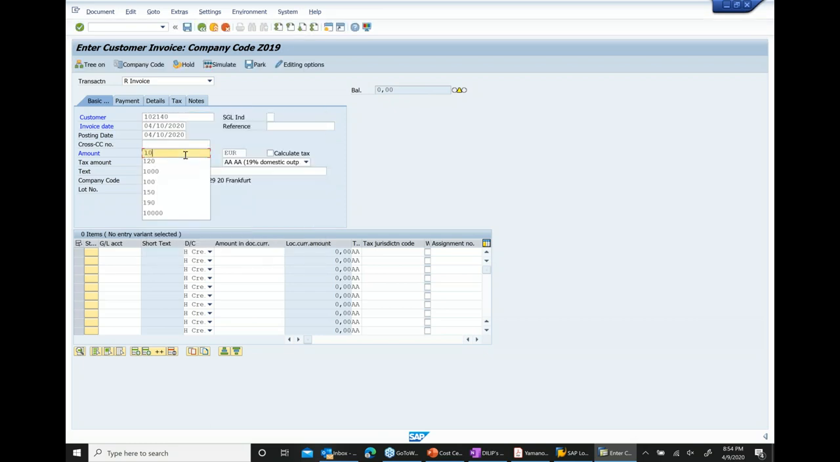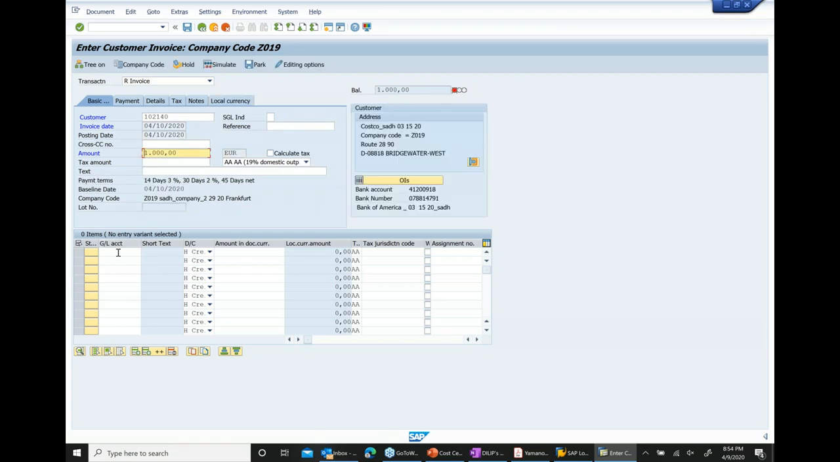I put a date. I put an amount. Which account is being posted? What is credit? You got a green light. You can save it. What we did? We posted a simple customer invoice. That is how a simple transaction in SAP works. It's just an example, there could be any kind of transaction you can post.